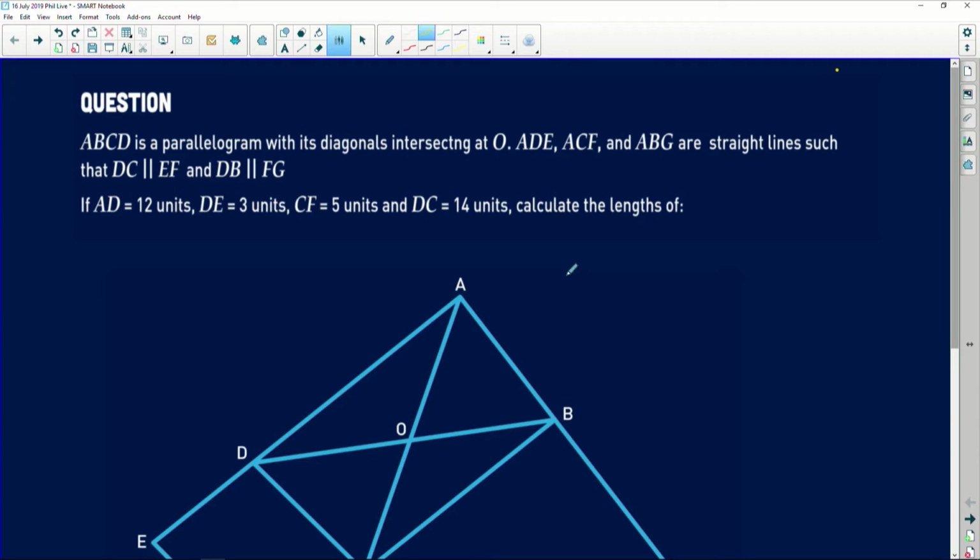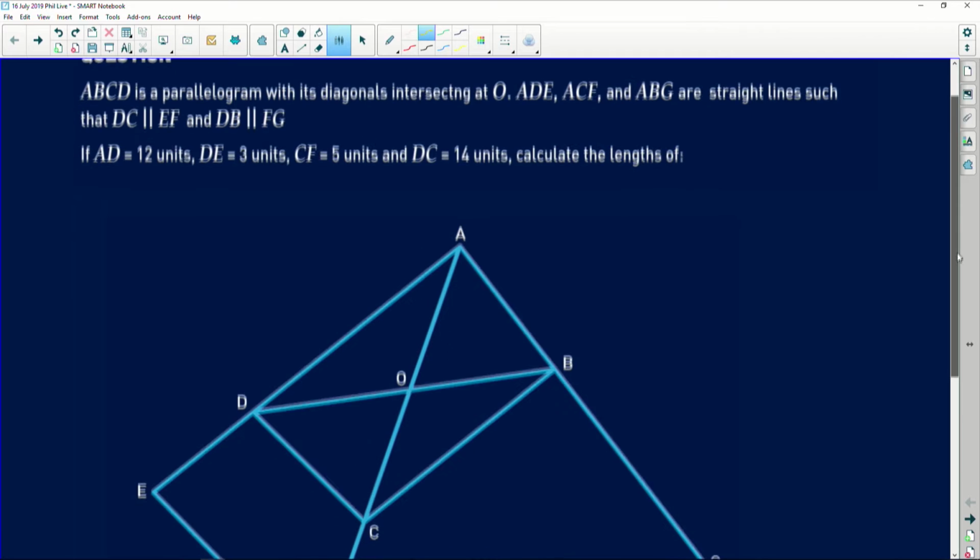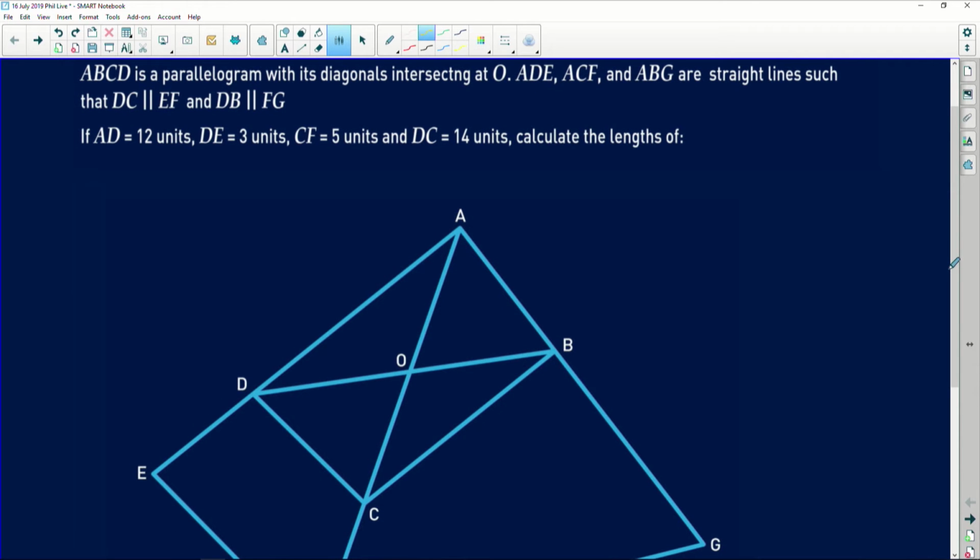It says ABCD is a parallelogram. It hasn't been shown on the diagram, so let's fill in the information as we go. ABCD is a parallelogram, which means we know that CD is parallel to AB because the opposite sides are parallel, and AD is parallel to BC. With its diagonals intersecting at O. So that's where its diagonals DB and AC intersect with each other.